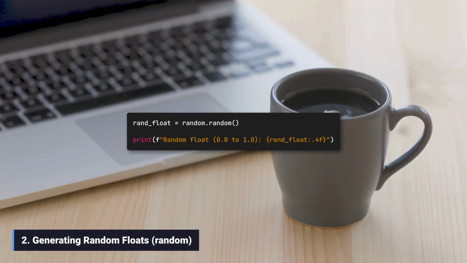2. Generating random floats. Random returns a random floating point number between 0, inclusive, and 1, exclusive. This function is often used as a base for scaling random values to any desired range.